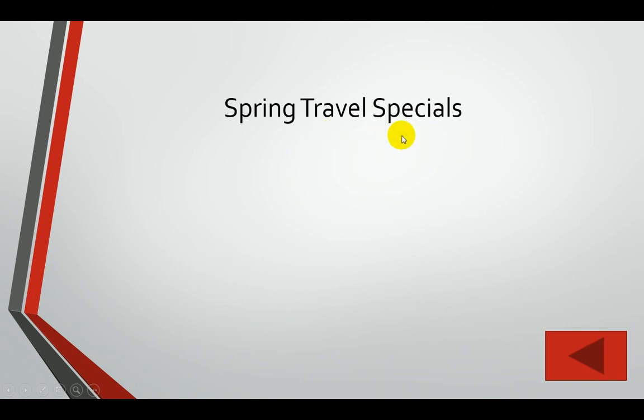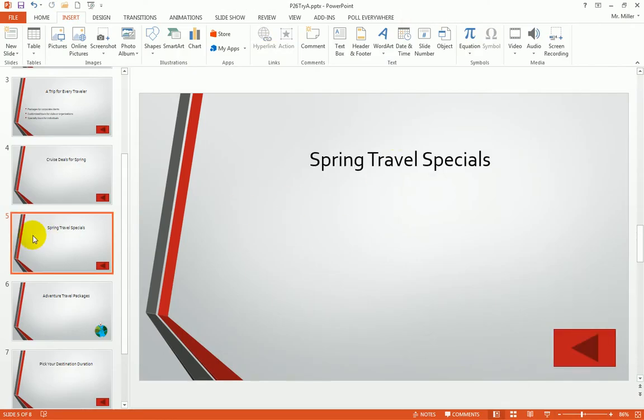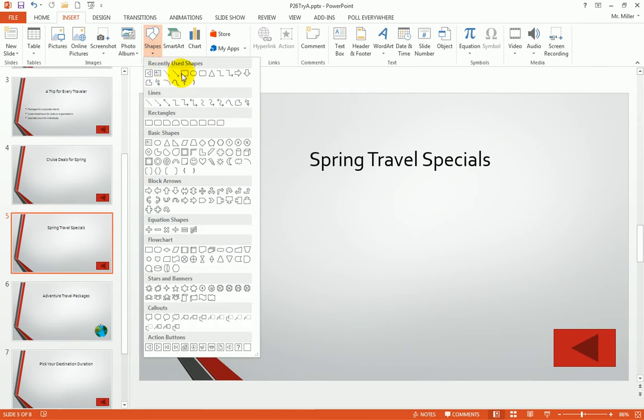Let's go to Spring Travel Specials. This is slide number 5. My goal is I wish to create a hyperlink area, but I don't wish to use the button. So I want to make a spot that isn't obvious to the user that it's here, but I do want to be able to create a hyperlink back to slide 2. Well, the way I'm going to do this is by creating a simple shape. So I'm going to go to Shape and choose my rectangle.